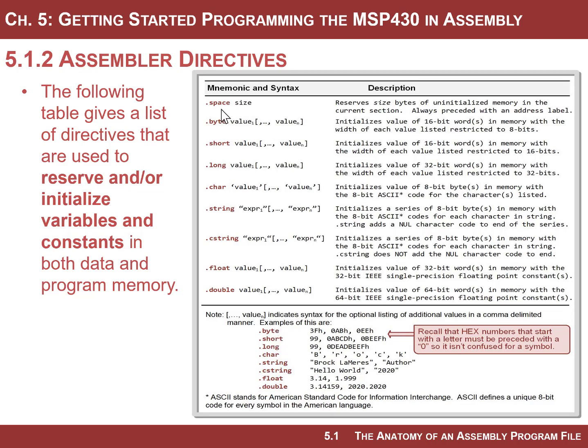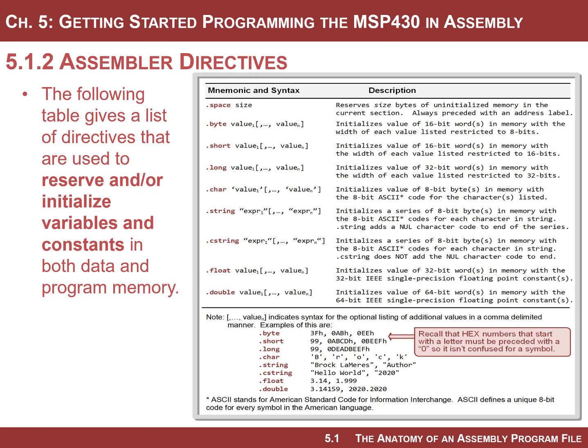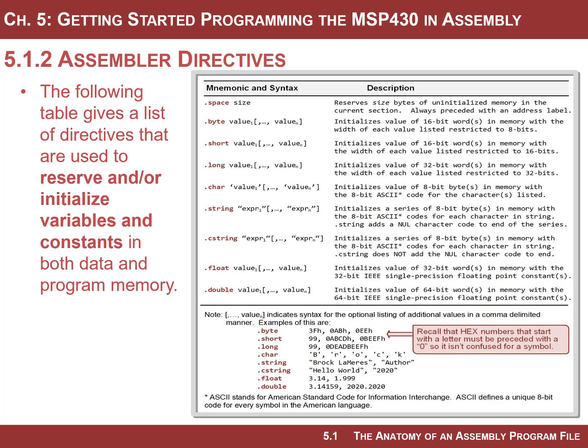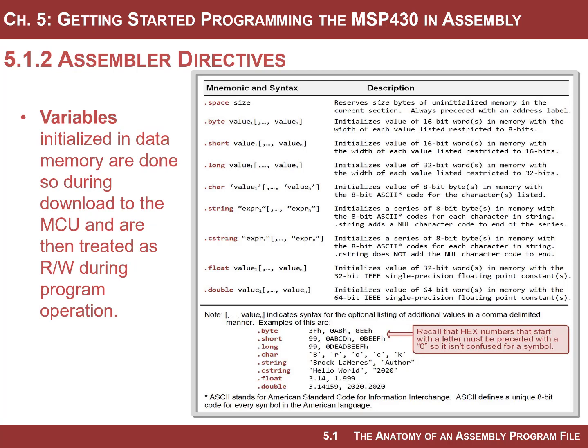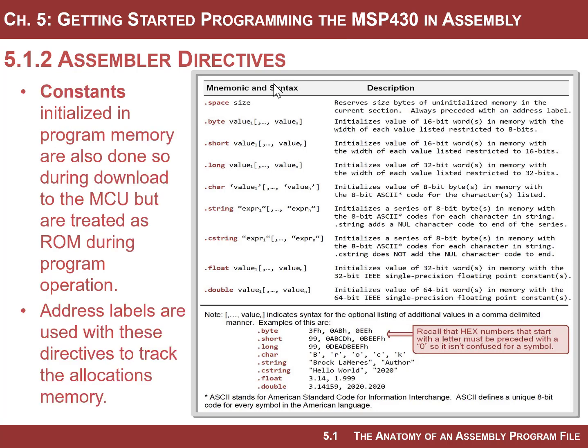But for example, if you wanted to reserve a word in data memory to use as a variable later and it wasn't going to be initialized, use .space. If you wanted to initialize constants either in data memory or in program memory, you use all of these directives: .byte, .short, .long, .char, .string, .cstring, .float, .double, and that's how you do it. Those are the directives. Let's take a look at variables. Typically, you can have a variable in data memory that's either initialized or not initialized. That's the difference between .space and .byte.